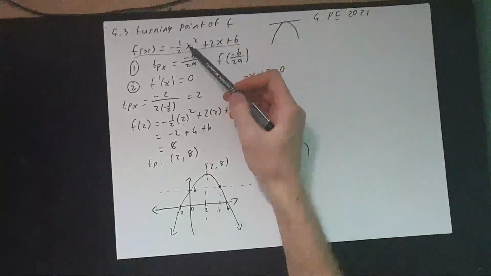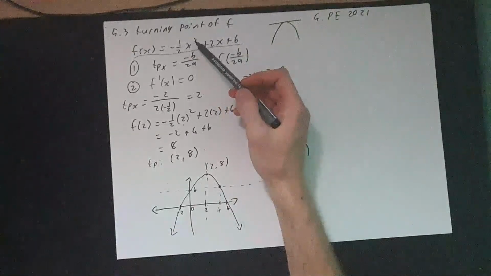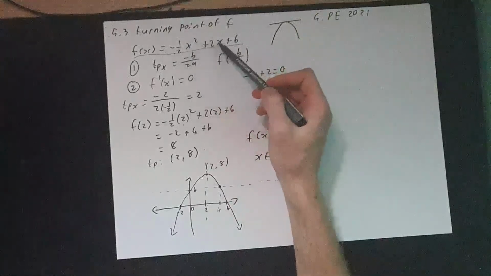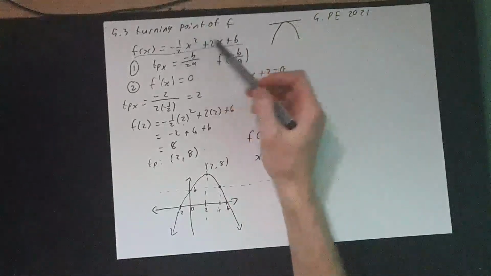So let's see, 4 squared is 16. 16 divided by 2 is 8. 2 times 4 is 8. So yes, that cancels out, we're at 6.